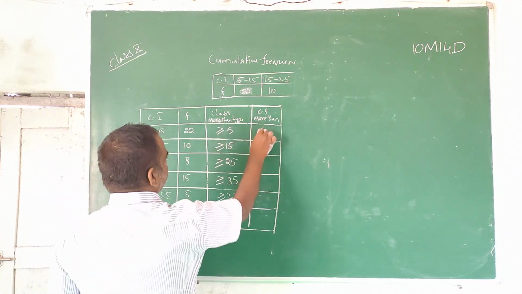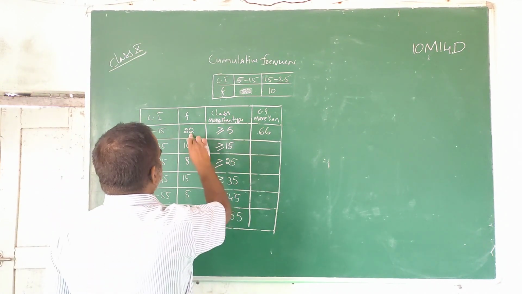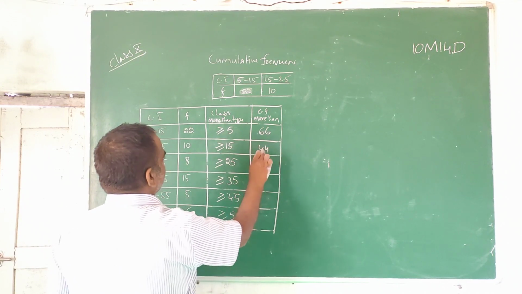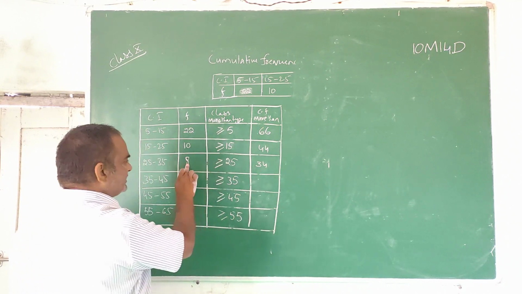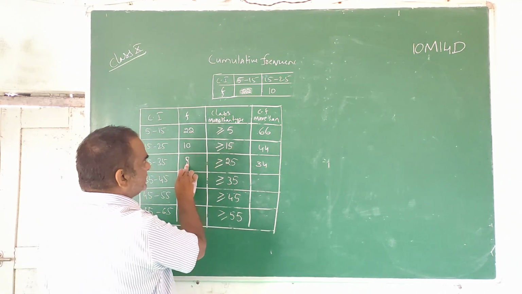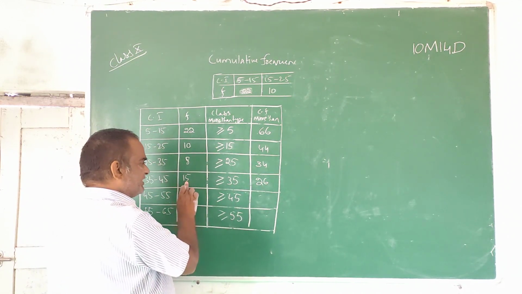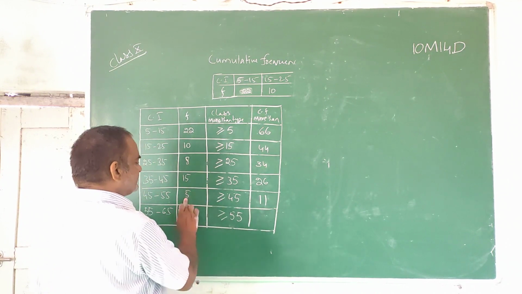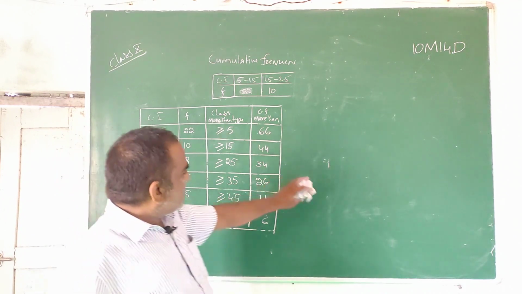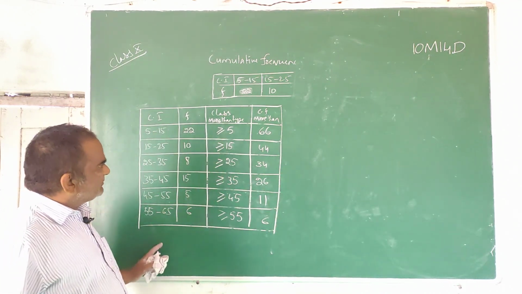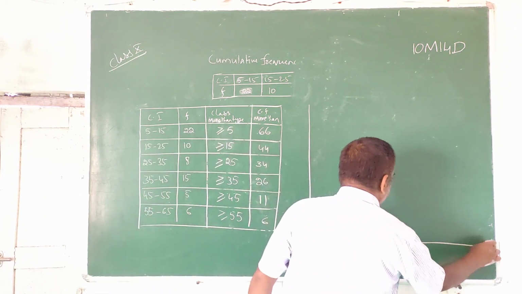I already explained this. First you have to begin with the total sum, 66. Then 66 minus 22 is 44, 44 minus 10 is 34, 34 minus 8 is 26, 26 minus 15 is 11, 11 minus 5 is 6. The last value should match, otherwise you are wrong. So now this is the more than type cumulative frequency distribution. Now you have to draw the graph.